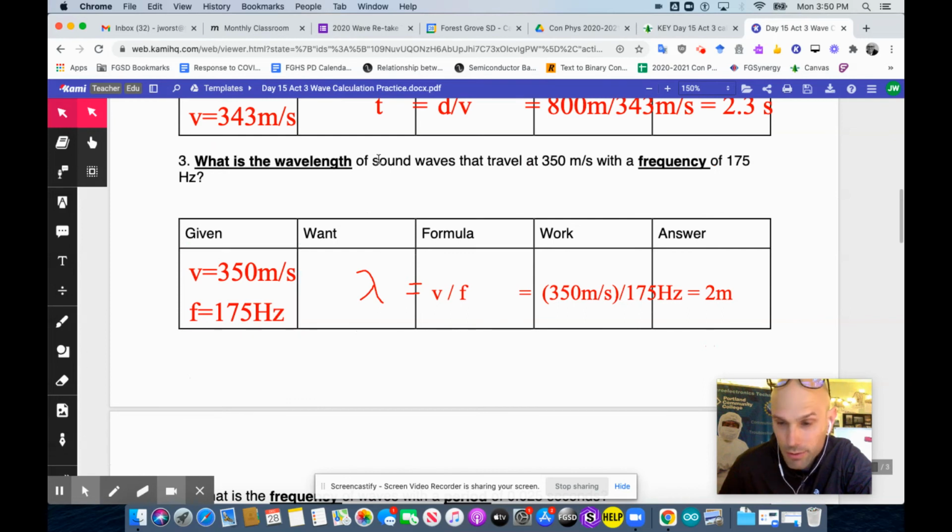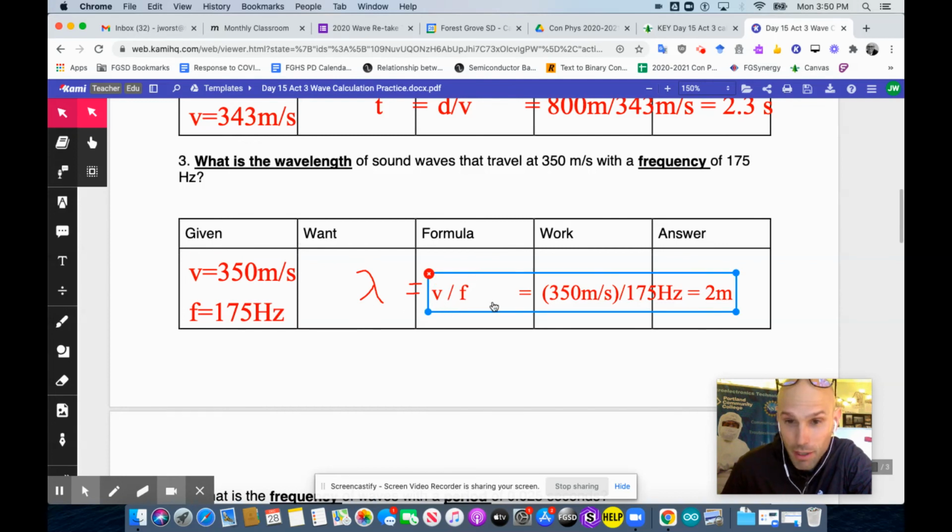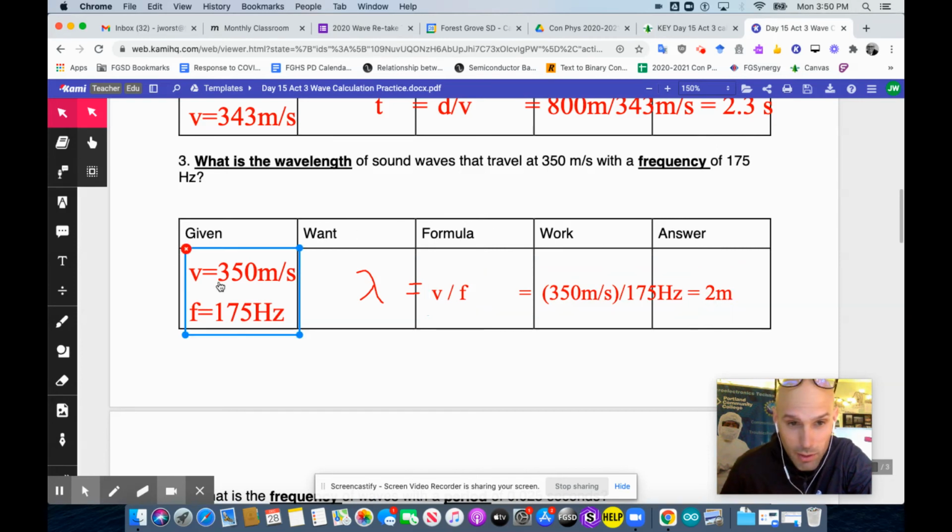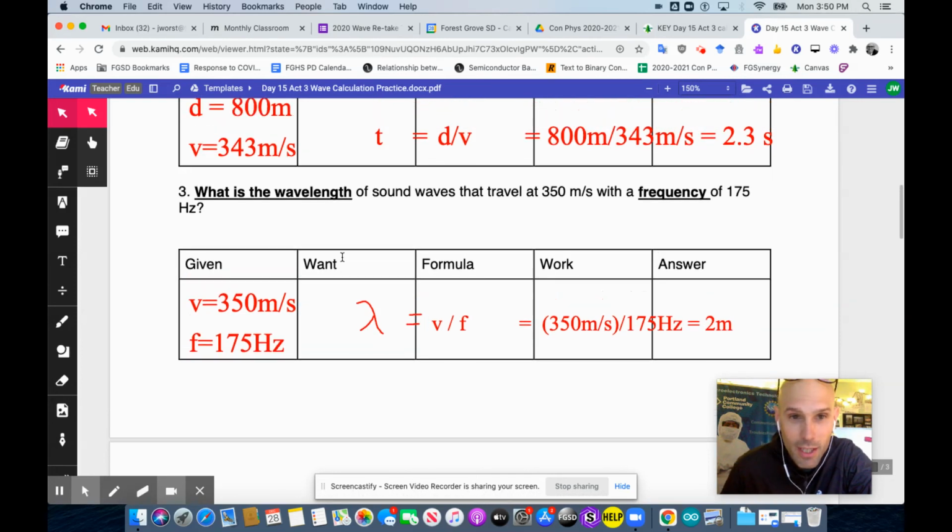Okay, so here's what we're given in this problem. Here's what we want to find. We want to find the wavelength. And then the formula is velocity divided by frequency. Here's the work and the answer, yada, yada. You just plug the stuff in, okay?